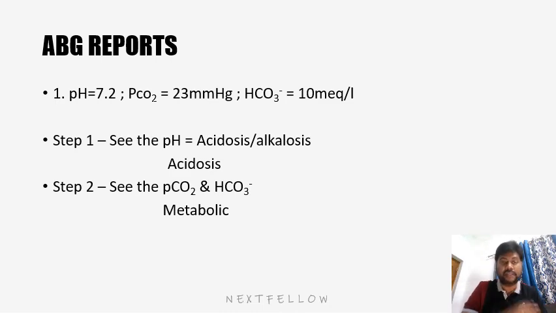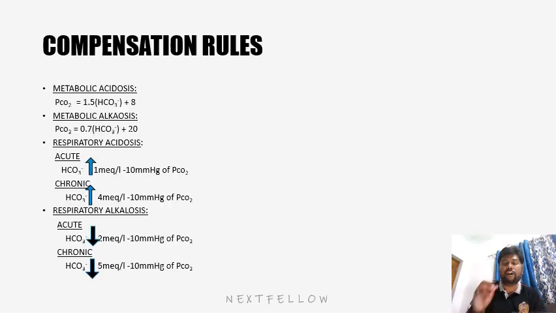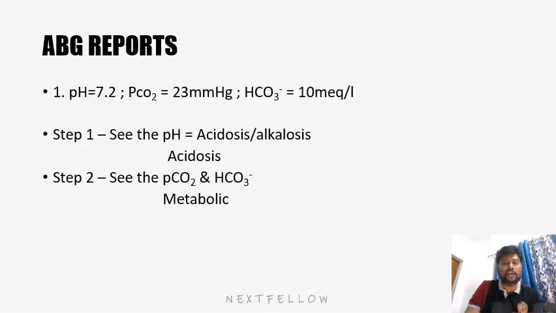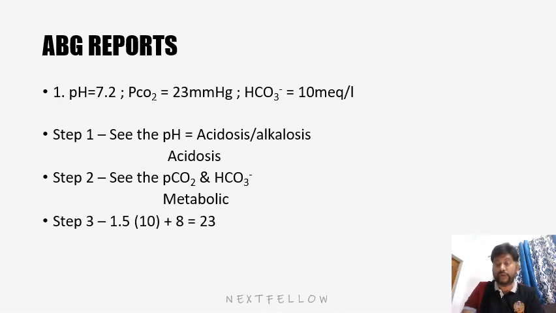For that we have a set of compensation formulas. In each condition, how the other component will change and how much it can compensate, for that we have certain formulas. Here our case is a metabolic acidosis, so we have to take this first formula. You substitute the bicarbonate value. What is the bicarbonate value in this patient? 10 milliequivalents per liter. When you substitute this 10 in the formula, the answer comes as 23. So that should be the compensatory PCO2 level.